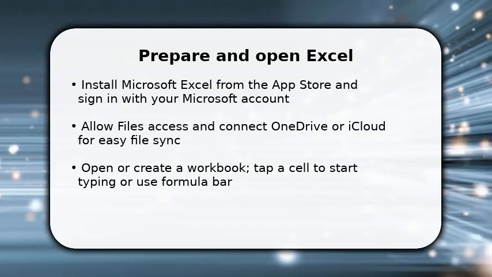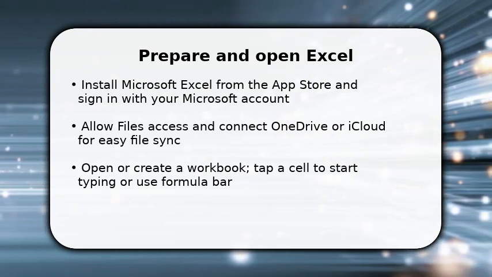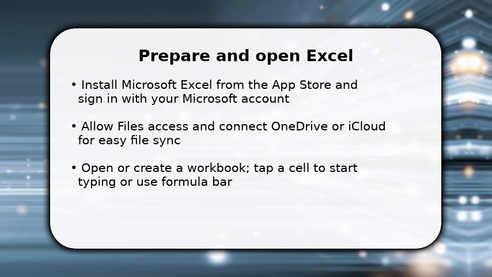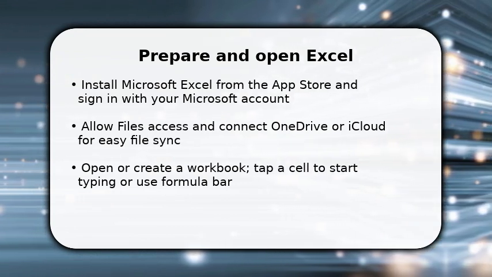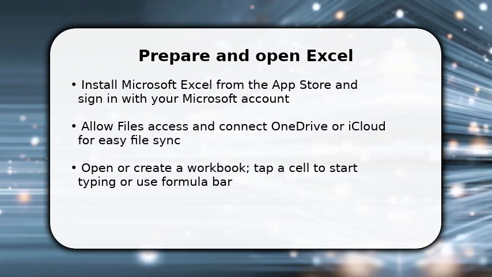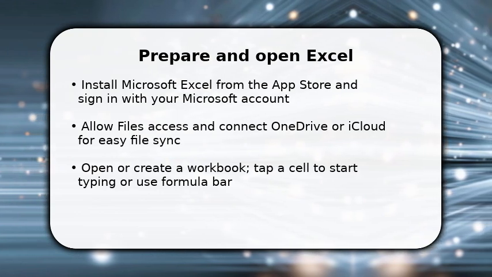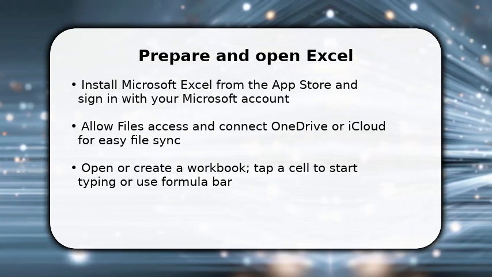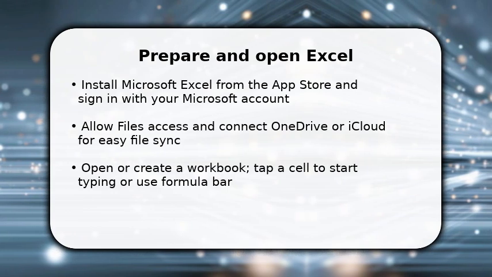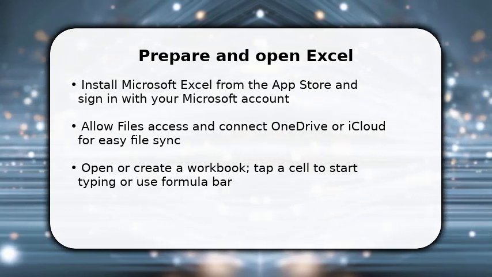You'll start by installing and signing into Excel so your files sync. Once done, grant files access and connect OneDrive or iCloud to avoid manual transfers. Then open an existing workbook or tap the plus to create a new one. Tap any cell to enter data and use the formula bar for longer entries. This ensures your changes are saved automatically and accessible on other devices as you continue working.